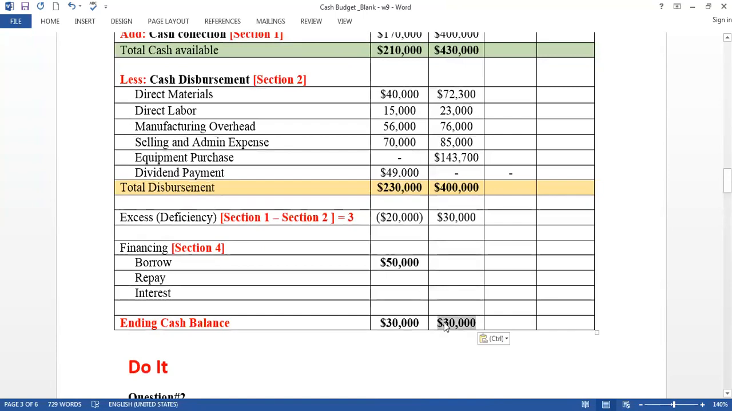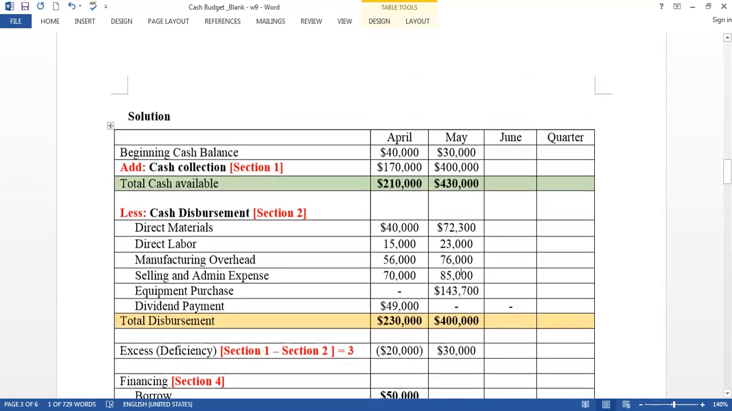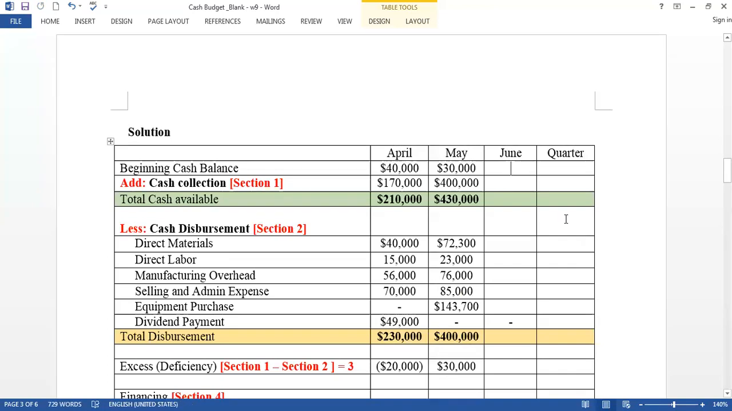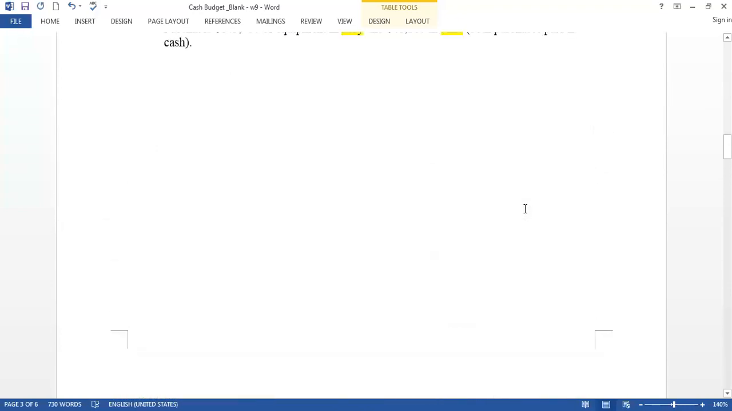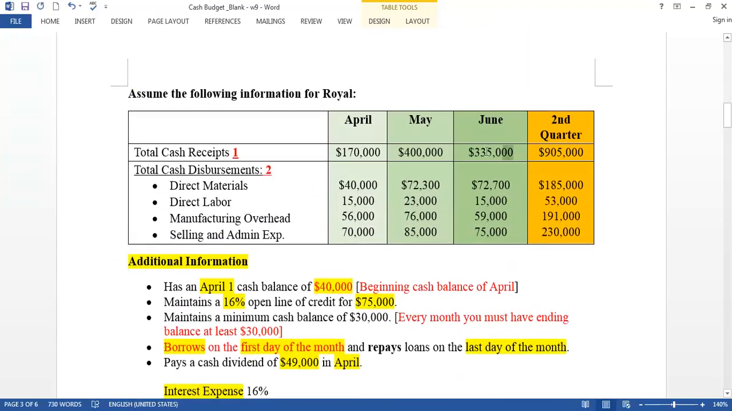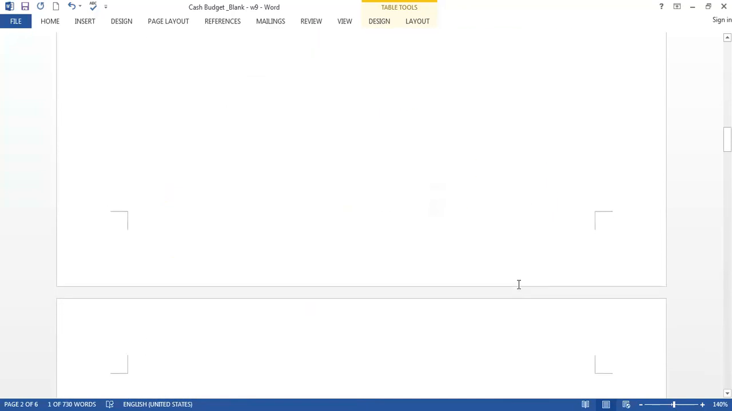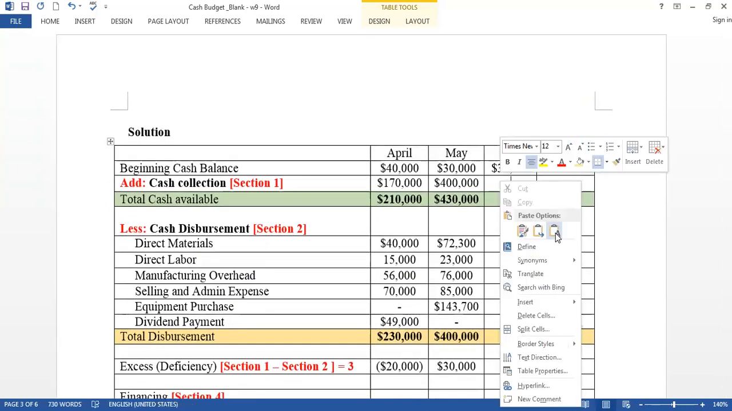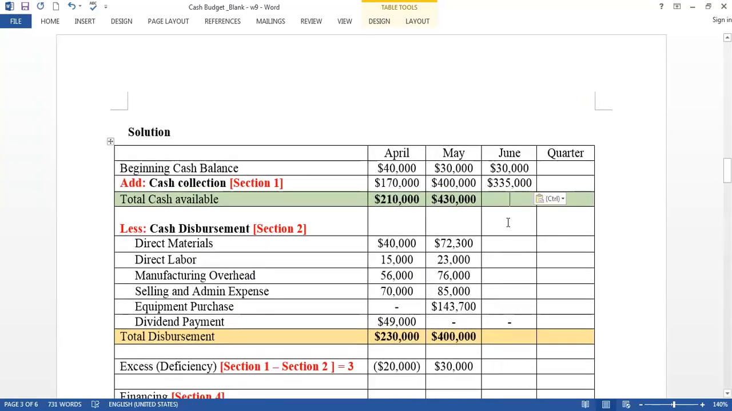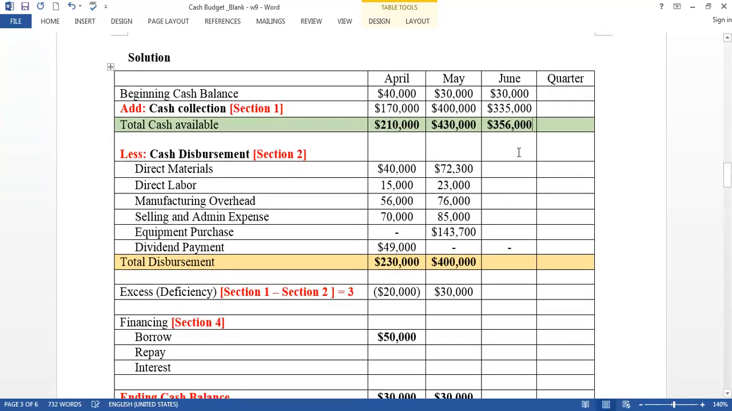Now, the ending balance of $30,000 in the month of May is the beginning balance of the month of June, right? Clear? Now this is the beginning balance of June. How much cash are we going to collect in the month of June? Sorry, the total cash collection in the month of June is $356,000. So this is the cash collection for the month of June.